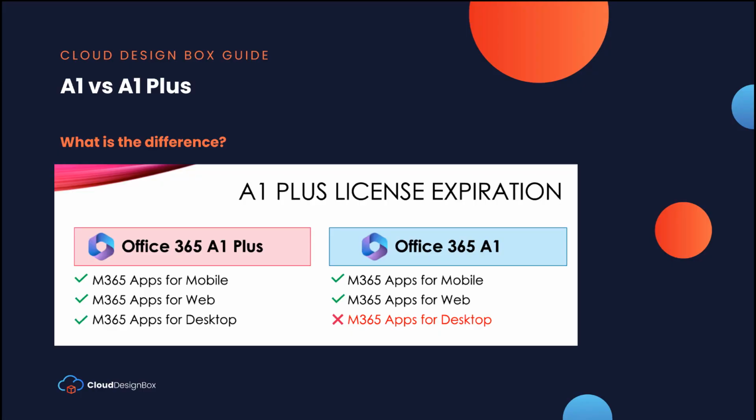So what's the difference between A1 Plus and A1? Well, A1 is completely free and it doesn't include the desktop apps. So Word, Excel, PowerPoint. A1 Plus was a cost-effective way for schools to get the desktop apps as well as the other features. Now it's worth noting that A3 and A5 are still available, and if you have those subscriptions, you probably don't need to worry about storage.